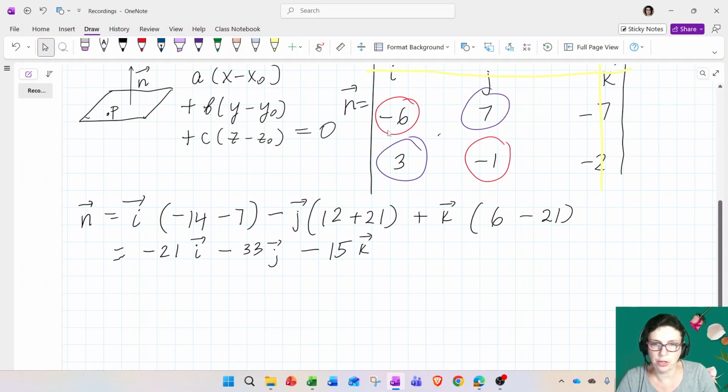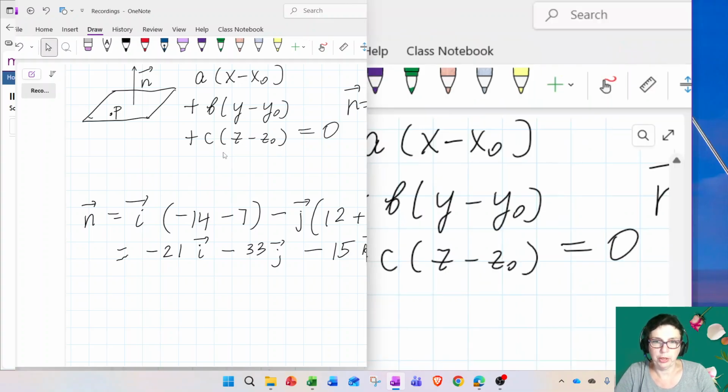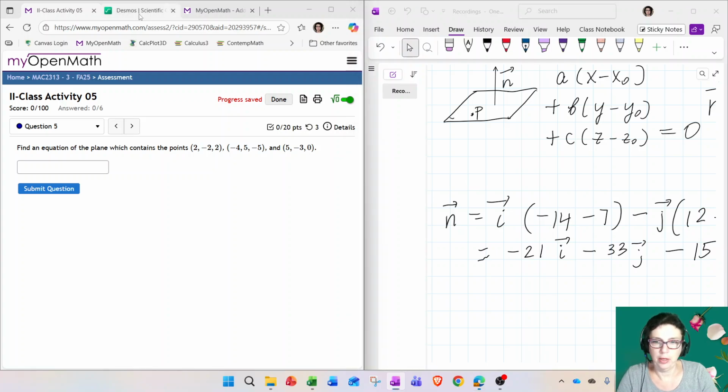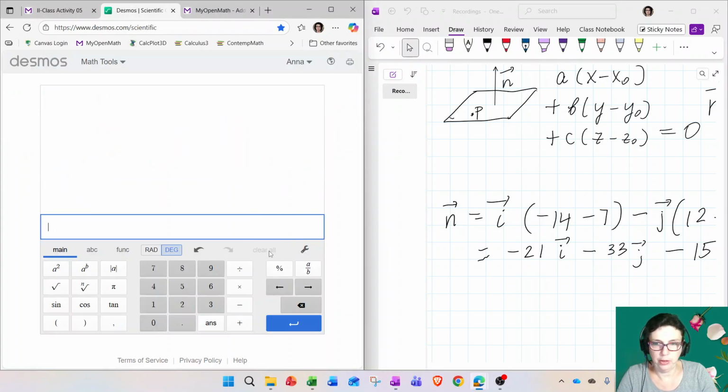Now we do want to check our work, and by checking our work, we need to make sure that this vector is orthogonal to each individual vector, which means that we should find the dot product. Okay, so let's go ahead and check that out. Let me just clear all of this.